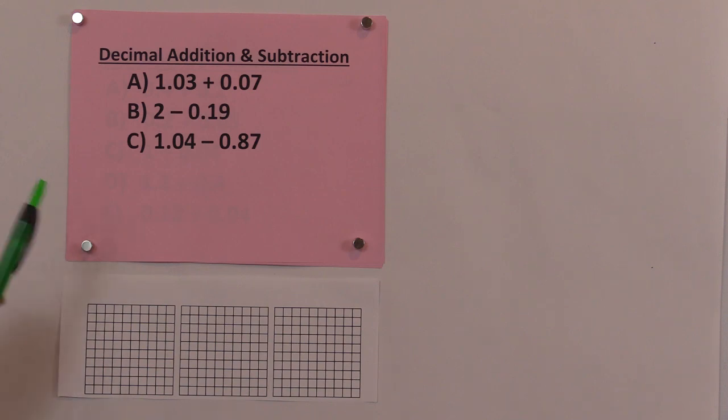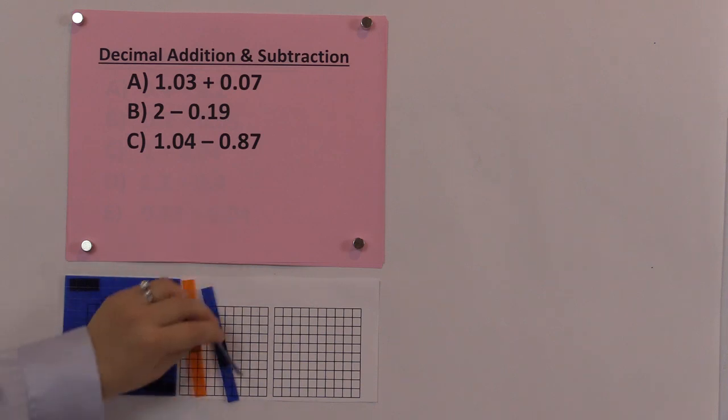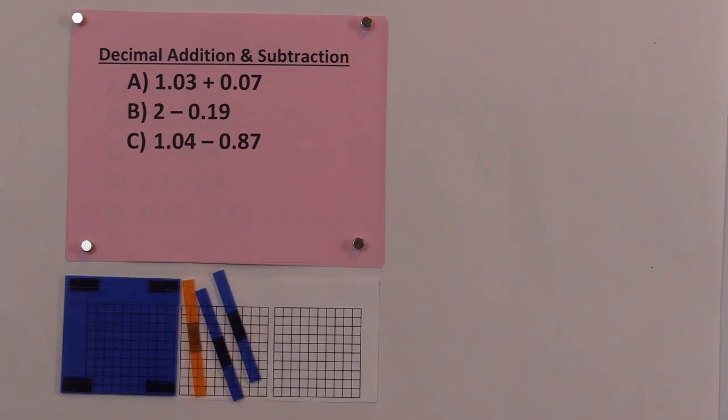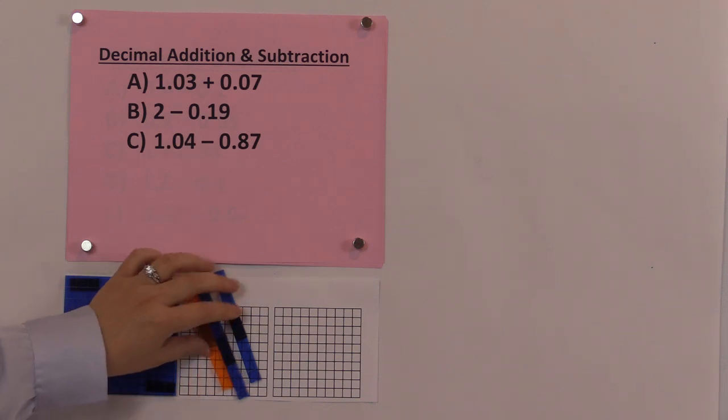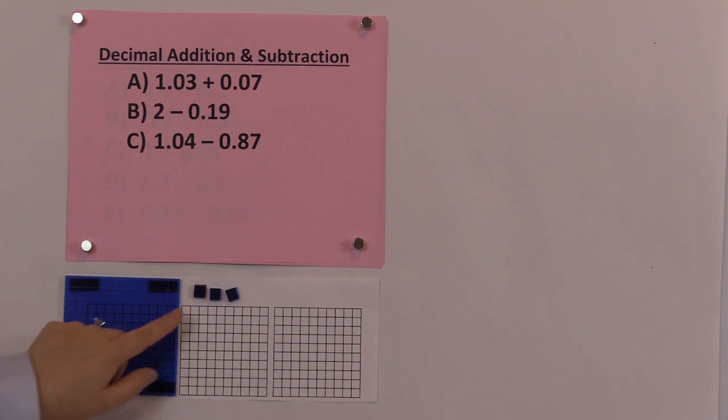So here, 1 and 3 hundredths. So I'm going to have my 1, right? 3 hundredths. Is it right? No, this is not hundredth. So I picked the wrong block. So 3 hundredths means I need to have this small block here. 1 hundredth, 2 hundredths, 3 hundredths. So I have 1 and 3 hundredths. That's the first number here.